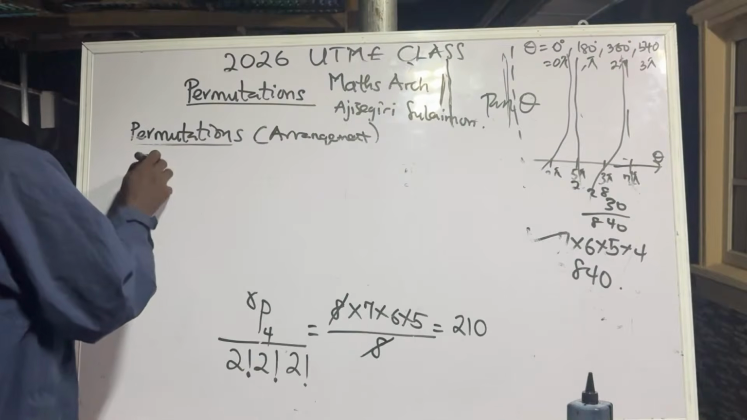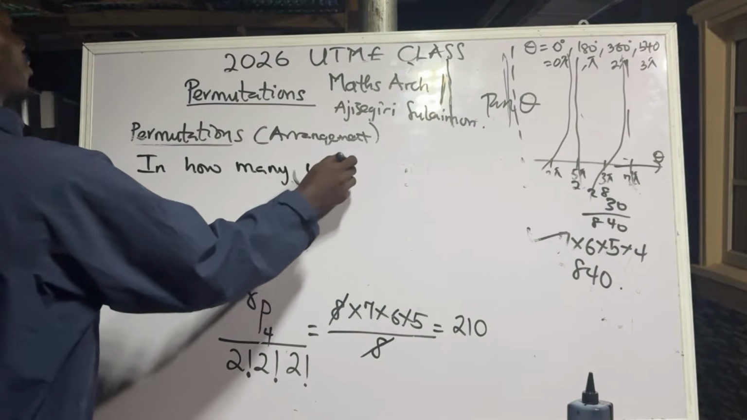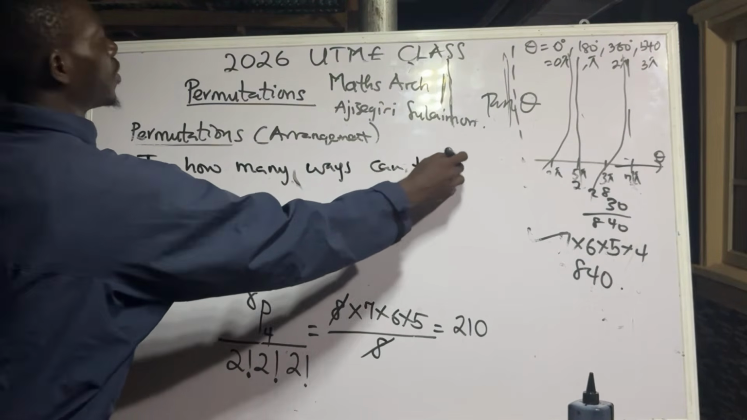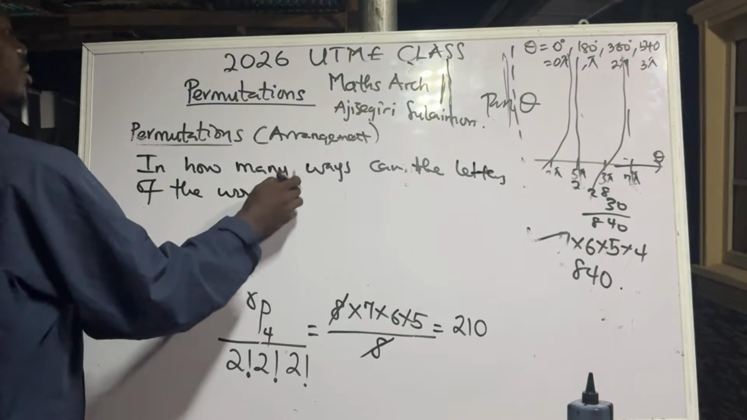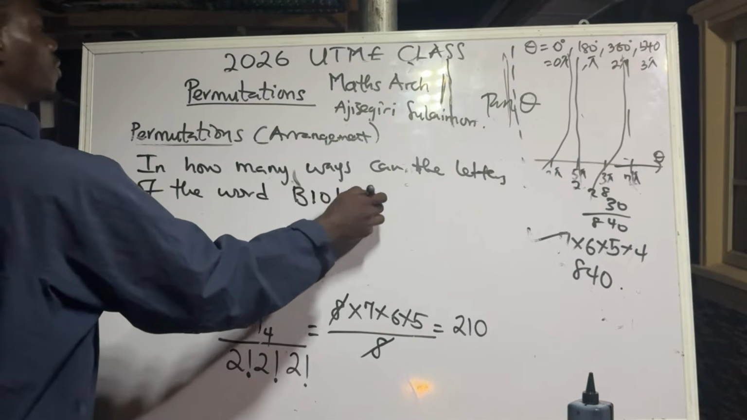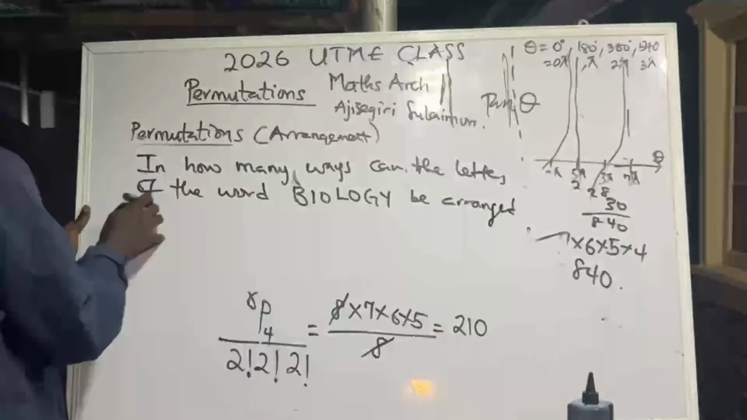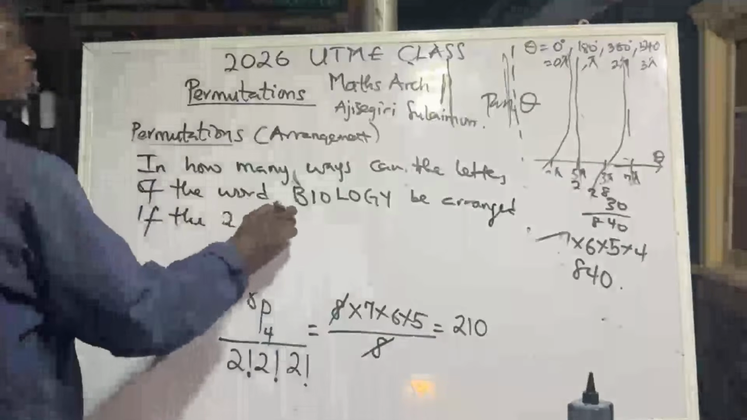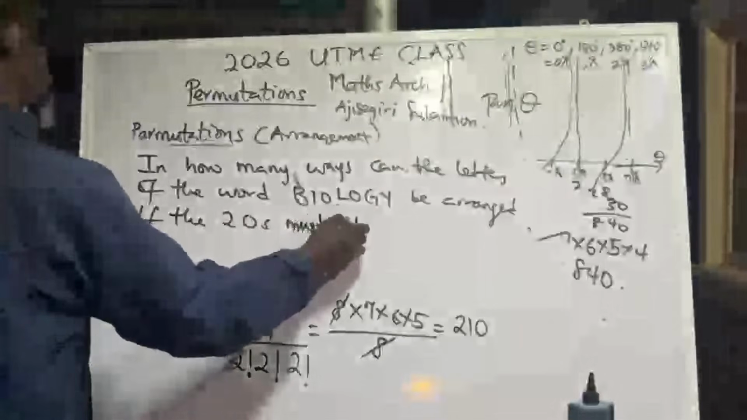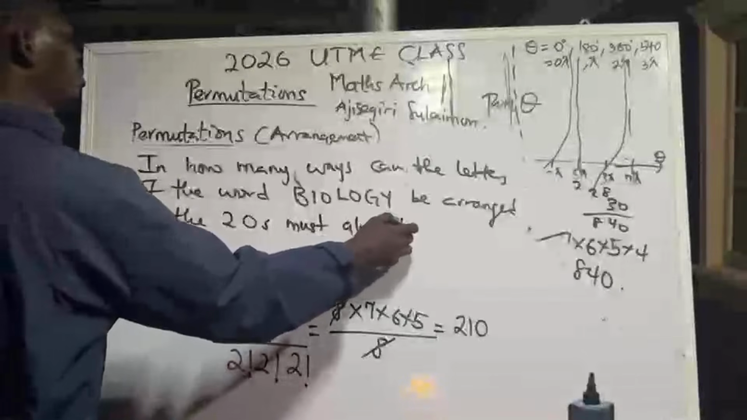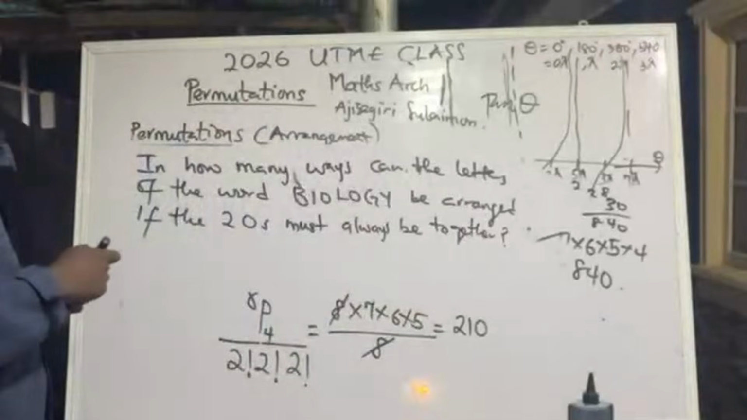In how many ways can the letters of the word biology be arranged if the 2 O's must always be together? And if the 2 O's must always be together.